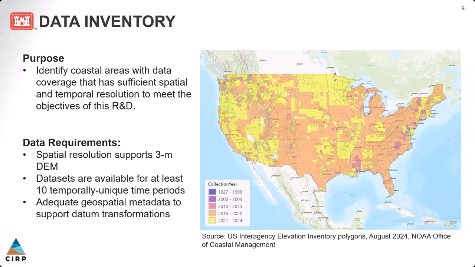So again, yellow colors are data sets that are, say, less than 3 years old. Data sets in orange are going to be data sets that are between, say, 4 and 8 years old.